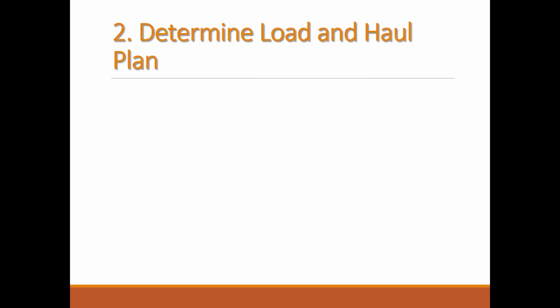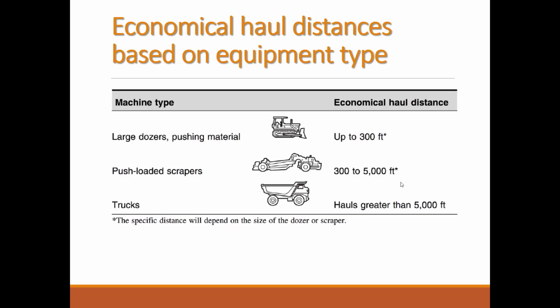The second objective is to determine the load and haul plan. We sort of hinted at this before when I was talking about the balance points. But before we move on, it is important to remember that when we were talking about our pieces of equipment, different pieces of equipment have different functions and economical haul distances.